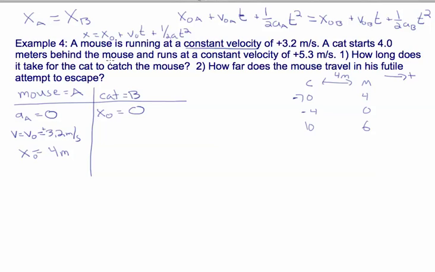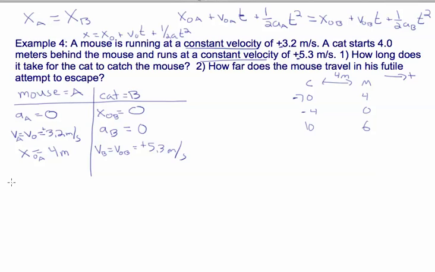So he starts out 4 meters behind the mouse and runs at a constant velocity. So we know the acceleration of our cat is 0. Guess I should put my A's and B's on. The cat runs at 5.3 meters per second. So our velocity and our initial velocity is equal to 5.3 meters per second. And if you look at this and you think logically, they're both running in the same direction because they both have positive velocities. So it makes sense the cat has to be running faster, otherwise he's never going to catch that mouse.